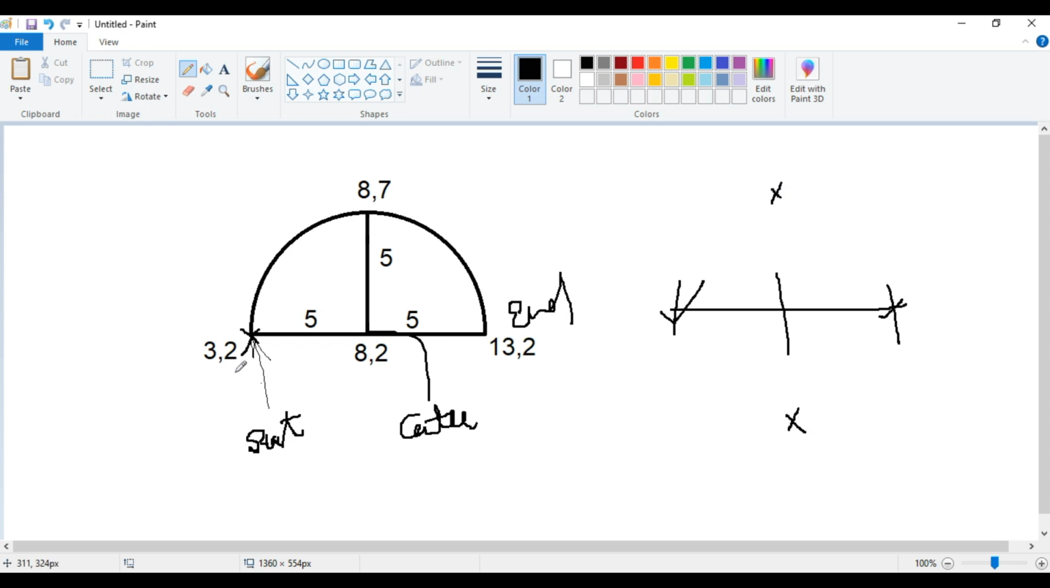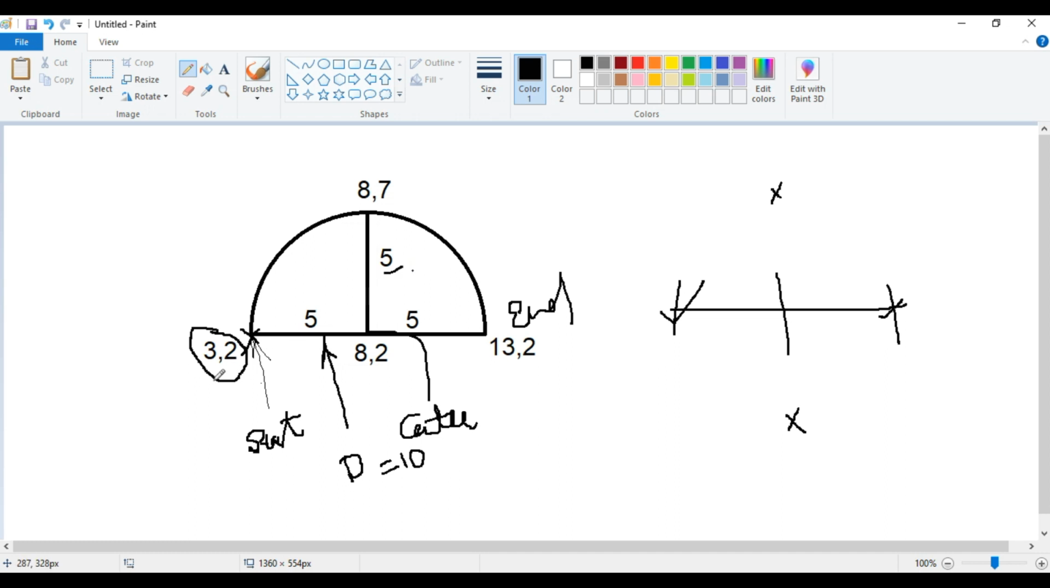Here the first coordinate value is 3 comma 2. I have drawn a radius of 5 units for the arc, so the first is 5 and the next is 5. The maximum chord length is taken as the diameter, so the diameter will be 10 units and the radius of this one is 5 units.